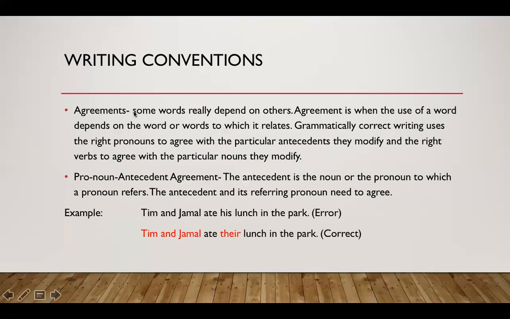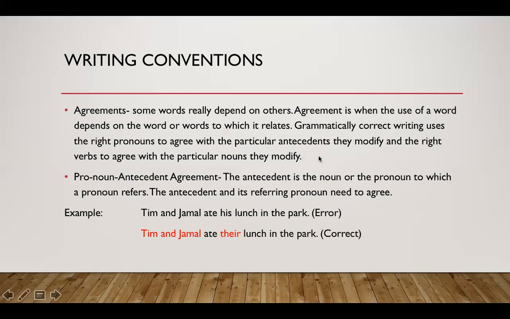Agreements. Some words really depend on others. So an agreement is when the use of a word depends on the word or words to which it relates. So grammatically correct writing uses the right pronouns to agree with the particular antecedents they modify, and the right verbs to agree with the particular nouns they modify.